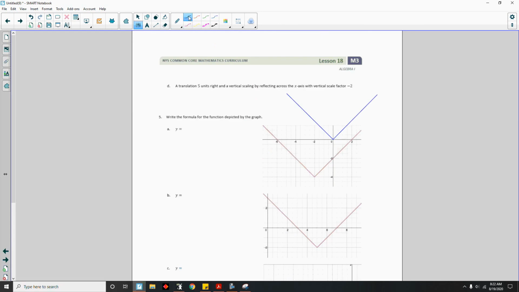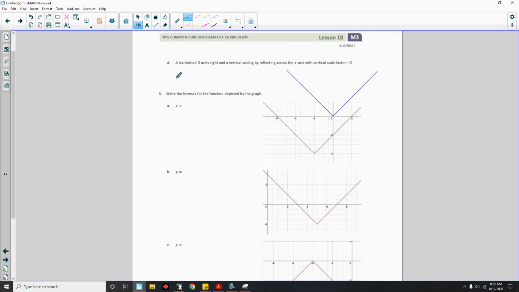Okay, page 6 brings us to part D, continuing along here. So I'm going to say d of x equals a translation 5 units to the right. So I'm just going to put an absolute value bracket here with an x to start this off. Okay, 5 units to the right is minus 5 inside, 5 units right, opposite direction, and a vertical scaling by reflecting across the x-axis. A reflection gives us a negative sign, and a vertical scale of a factor of negative 2. So it's going to be minus 2. Absolute value, x minus 5.